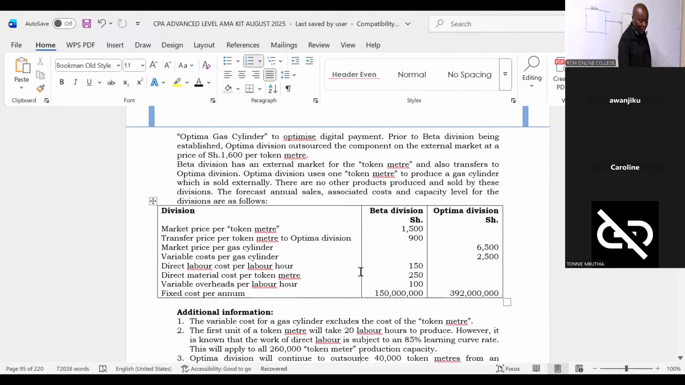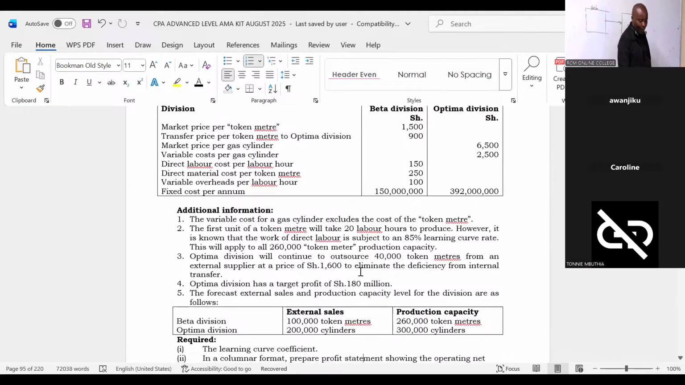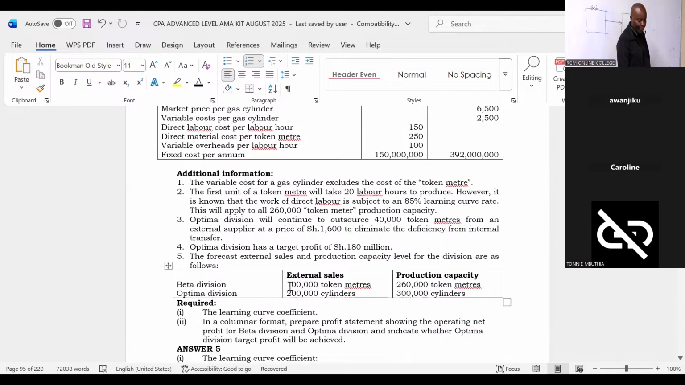Come to the capacities. So you can see beta has external sales of 100,000. And then Optima has 200,000 cylinders external.